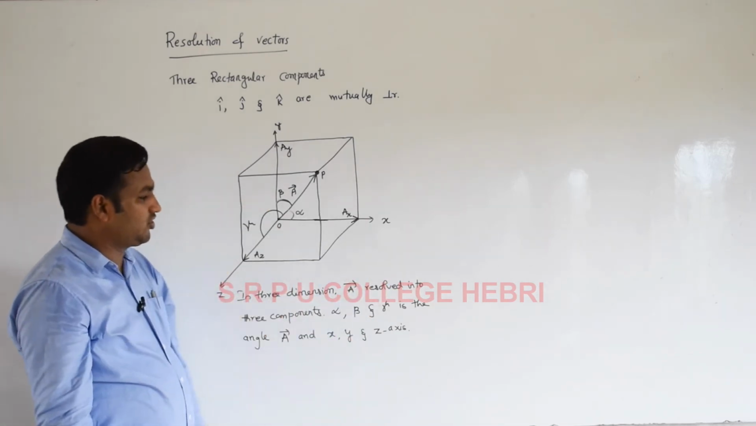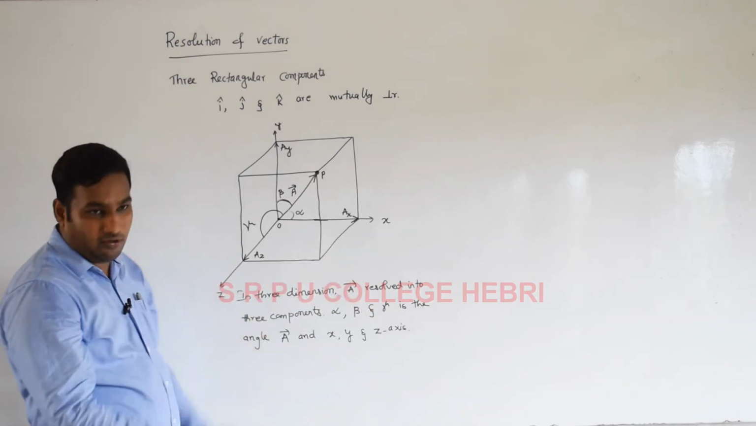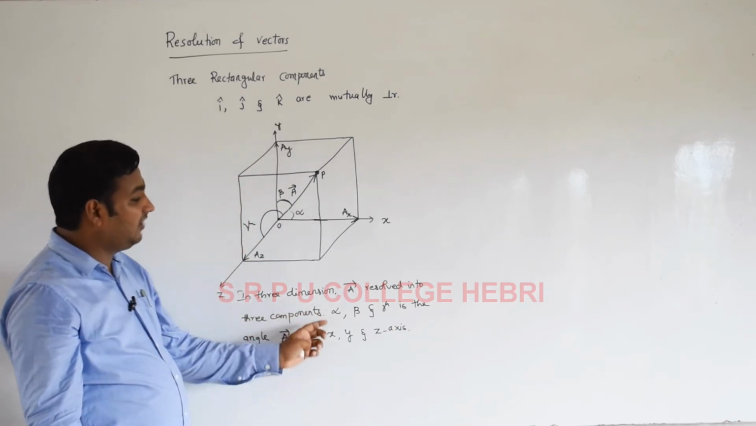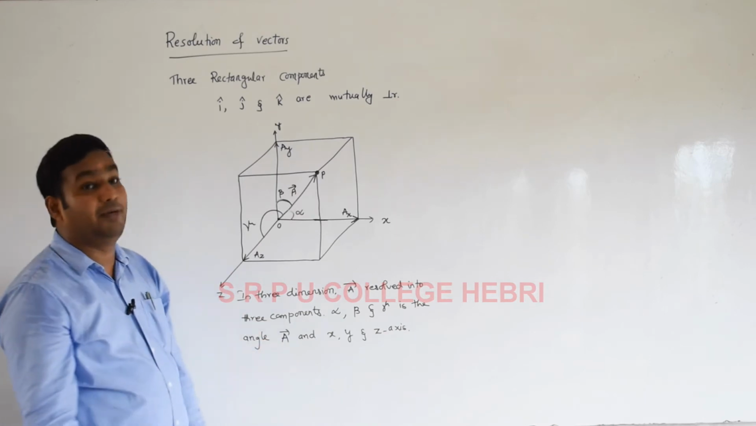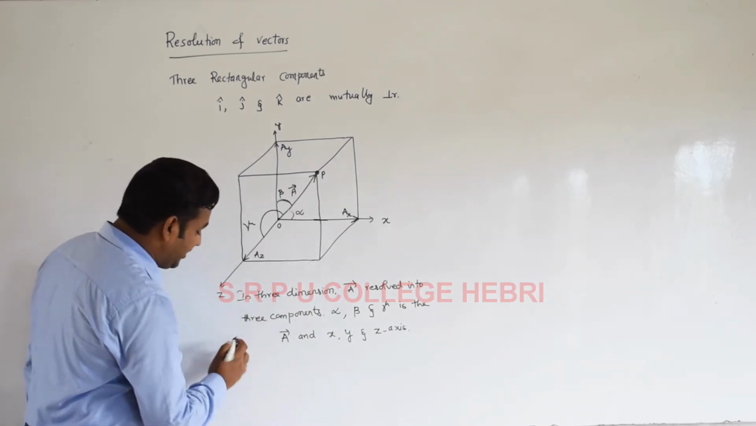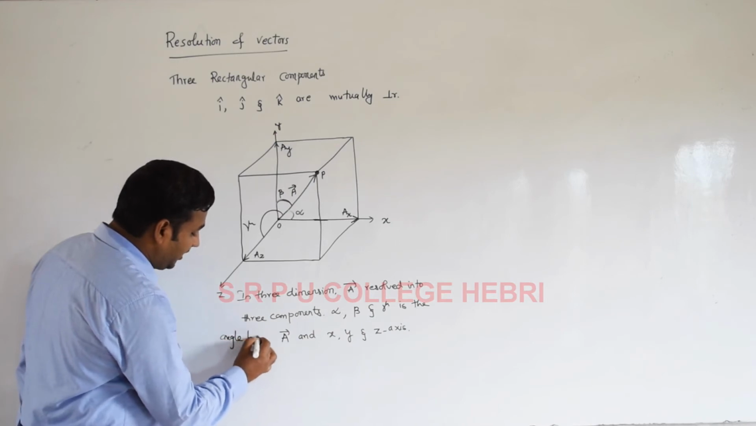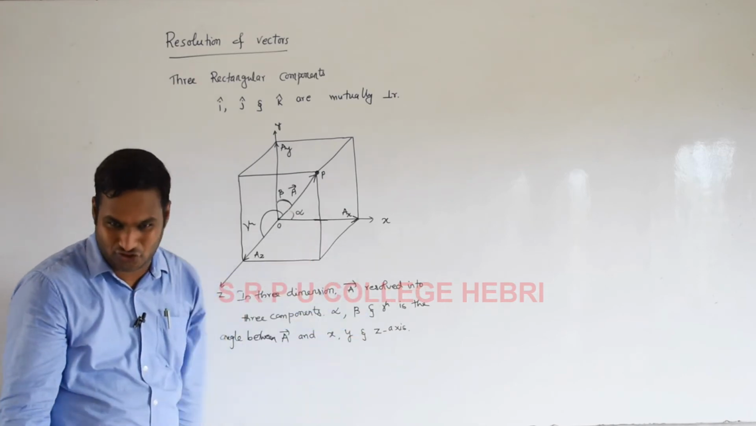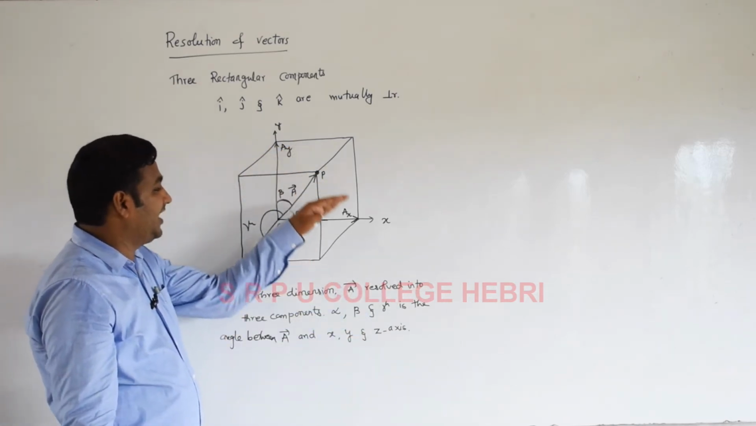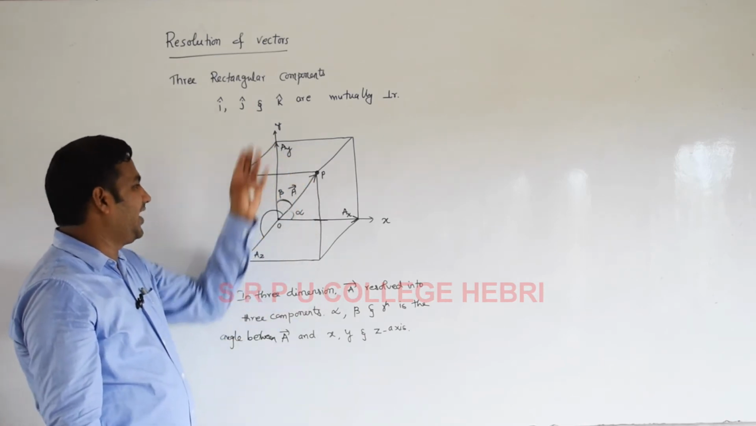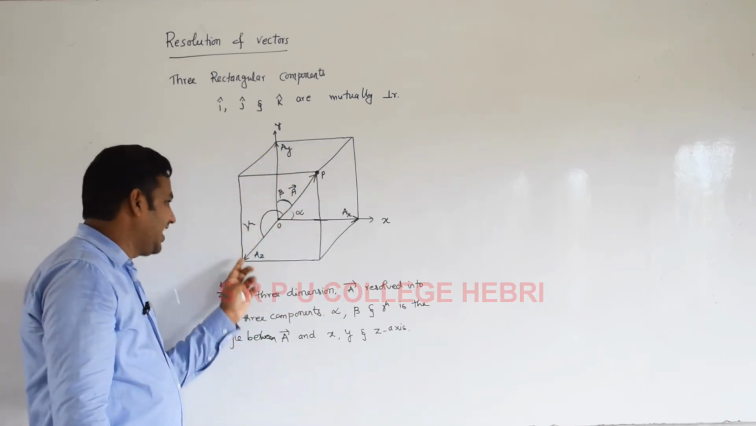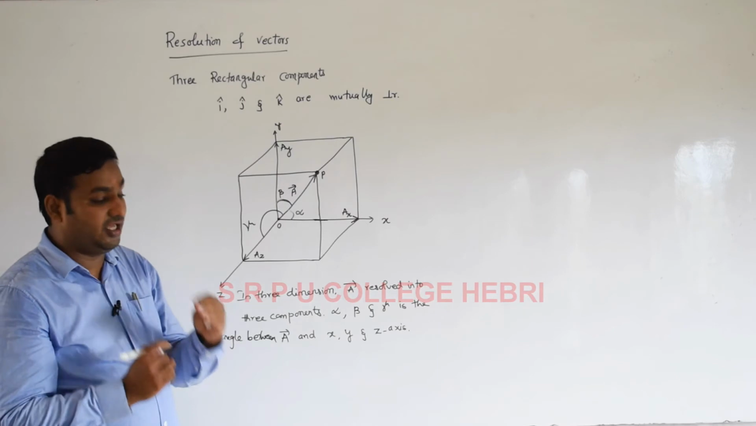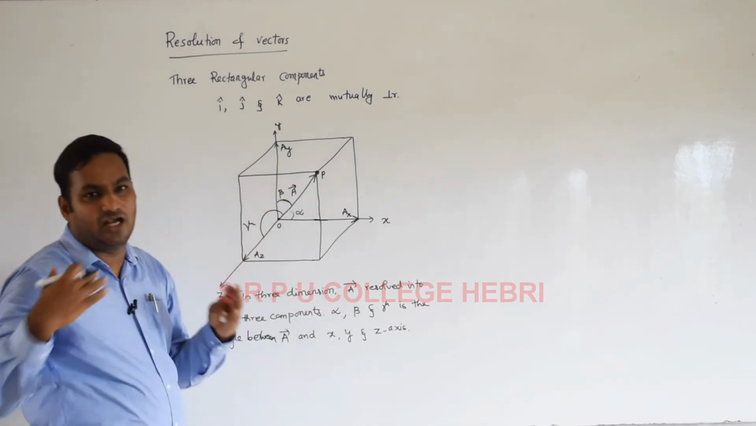Remember, in 3 dimensions, vector A is resolved into how many components? 3 components, which I already said: ax, ay and az. And again, alpha, beta, gamma are the angles between vector A and the x, y and z axes. Vector A from the x-axis has angle alpha, from the y-axis angle beta, from the z-axis angle gamma.